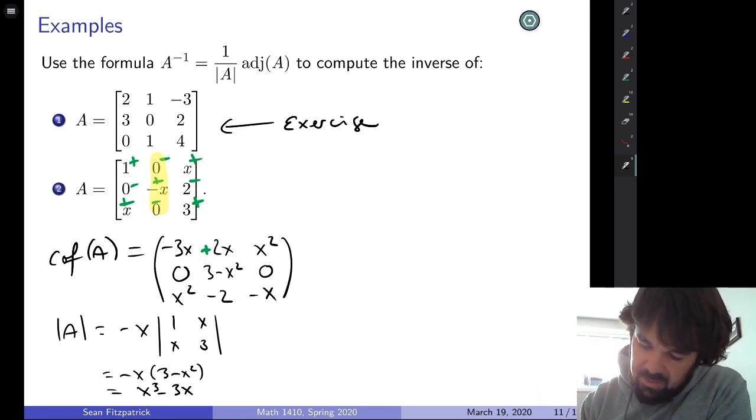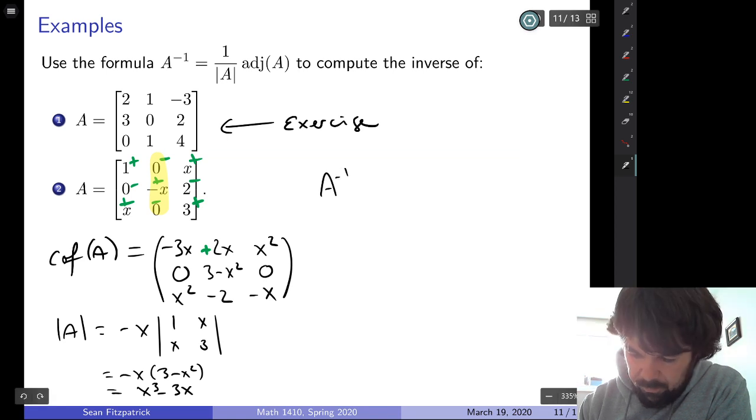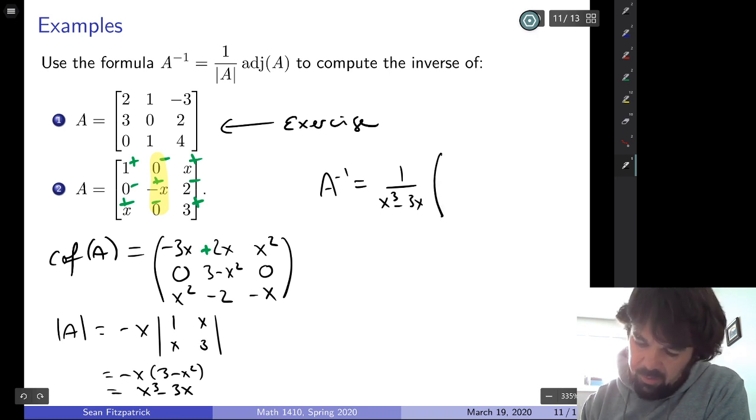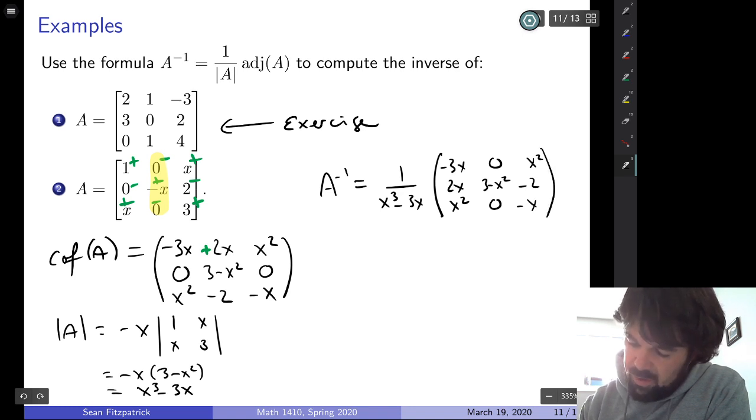And so then the inverse is going to be 1 over x cubed minus 3x times, we got to take the transpose, right? Transpose of the cofactor matrix. So minus 3x, 2x, x squared, 0, 3 minus x squared, 0, x squared, minus 2, minus x, right?